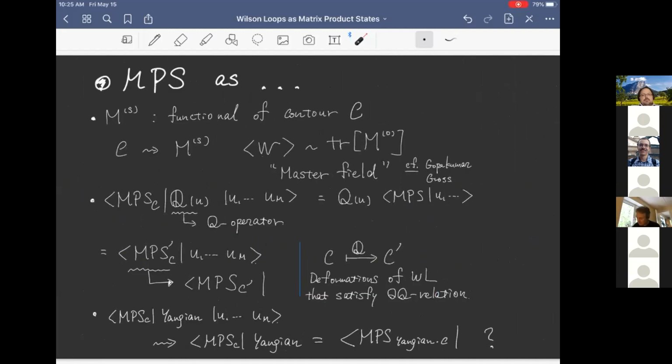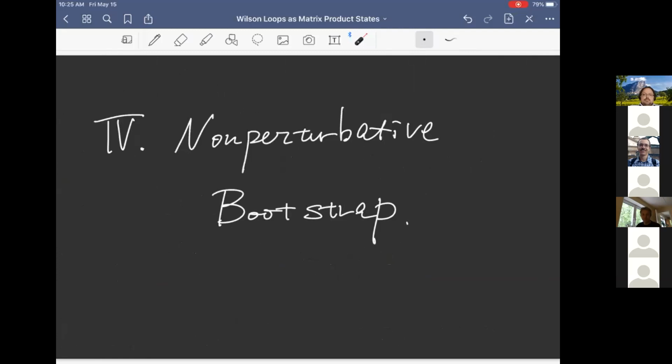Okay, let me see. Well, I can skip here. Let's directly go to the bootstrap story. This is more like a future direction, so I can go back to it at the end of my talk.